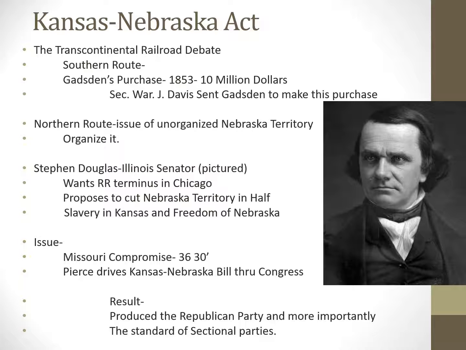The issue with the northern route was that the territories, particularly Nebraska territory, were not organized, and there were a lot of problems with conflicts with Native Americans. It was an unorganized territory. The solution for people like Stephen Douglas, who desperately wanted a Chicago railroad terminus for the economic benefit of his state and section, was to organize it.